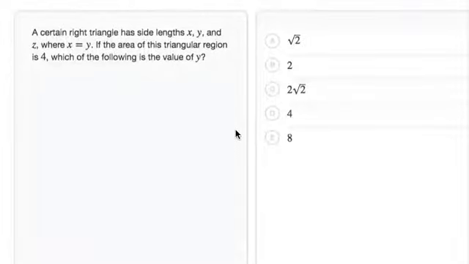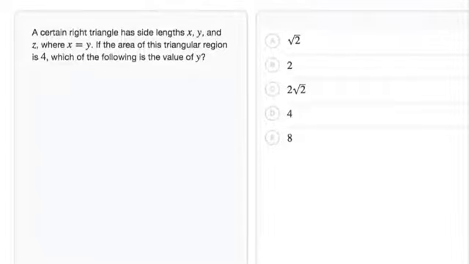Since x, y, and z are lengths of a right triangle, and x equals y, it follows that x and y are lengths of the legs of the triangle. Neither can be the hypotenuse, since the hypotenuse is always the longest side and cannot be equal to the length of a leg. So the area of a triangle is 1/2 base times height.